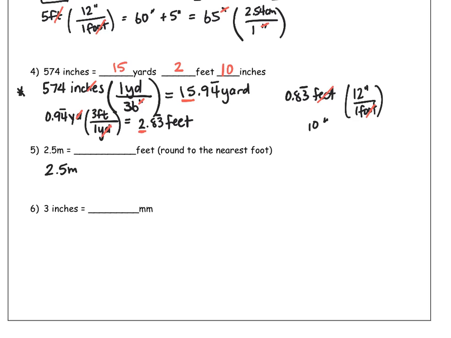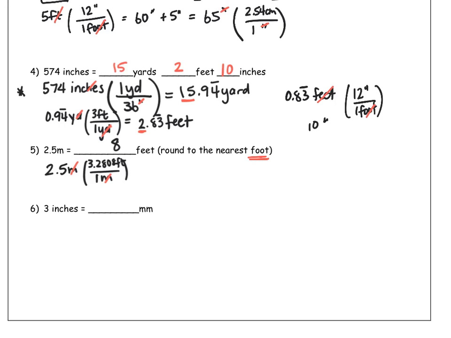Now, 2.5 meters into feet. So again, 2.5 meters. I know that 1 meter has 3.2808 feet. So my meters will cancel away. And when I do 2.5 times 3.2808, I end up with 8.202. It wants me to round it just to the nearest foot. So that comes out to be just 8 feet approximately.